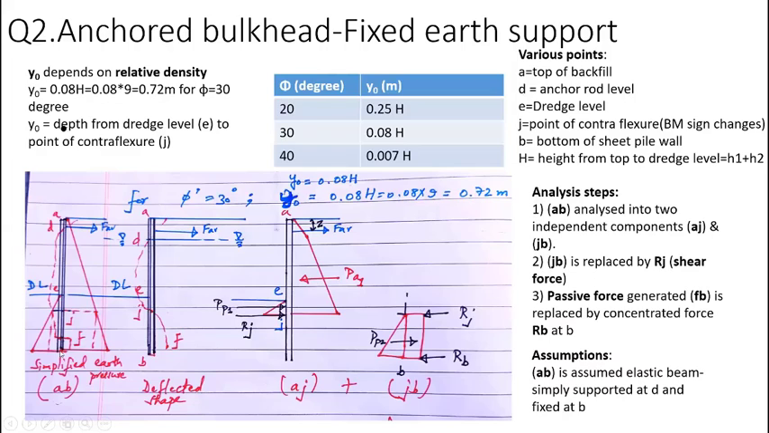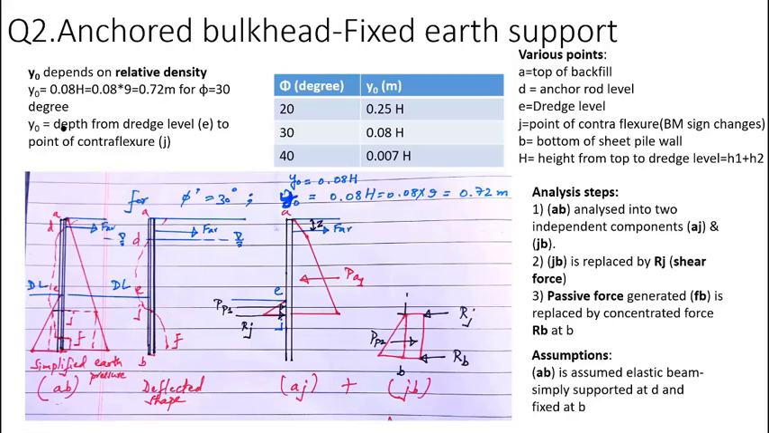B is the bottom of the sheet pile wall, and the total height is this. This is H1, water table from the top, then water table to dredge level H2. Okay, so now the question is, previously when we have seen the cantilever sheet pile wall, this Y0 we calculated by equating the passive resistance and the active resistance. And from that expression we could calculate the Y0.